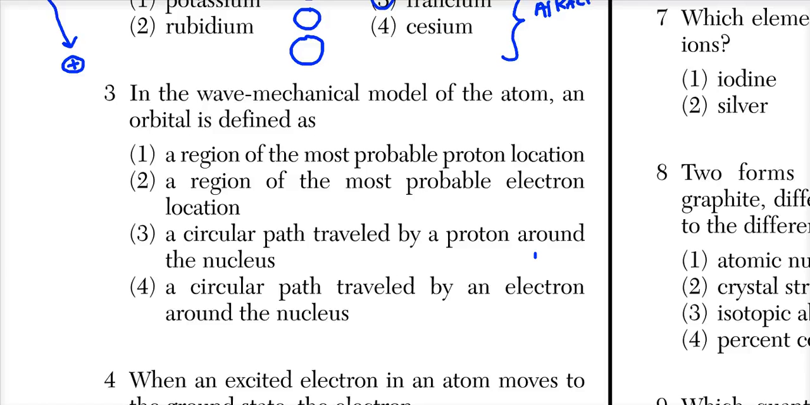Number 3. In the wave mechanical model of the atom, an orbital is defined as, okay, the wave mechanical model, most students say, oh my gosh, what is going on here? The wave mechanical model is the current model, and it's got a couple of synonyms: wave mechanical model, the electron cloud model, current model.